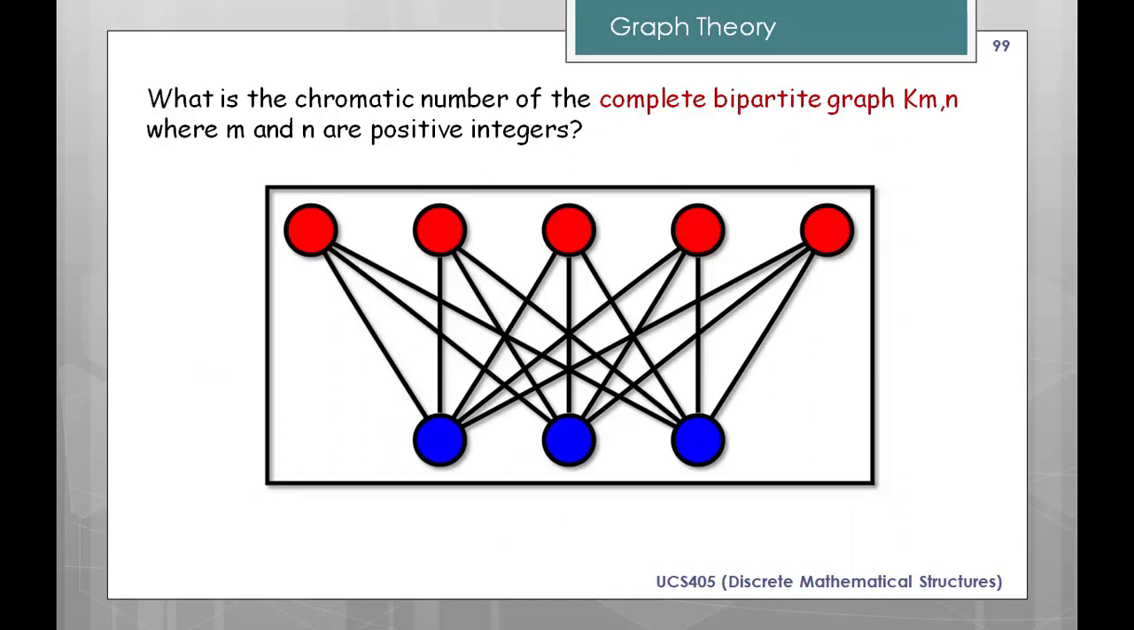Next, what is the chromatic number of the complete bipartite graph? A complete bipartite graph is exactly divided into 2 parts, where m and n are positive integers. We require only 2 colors. So the chromatic number for this graph is 2.